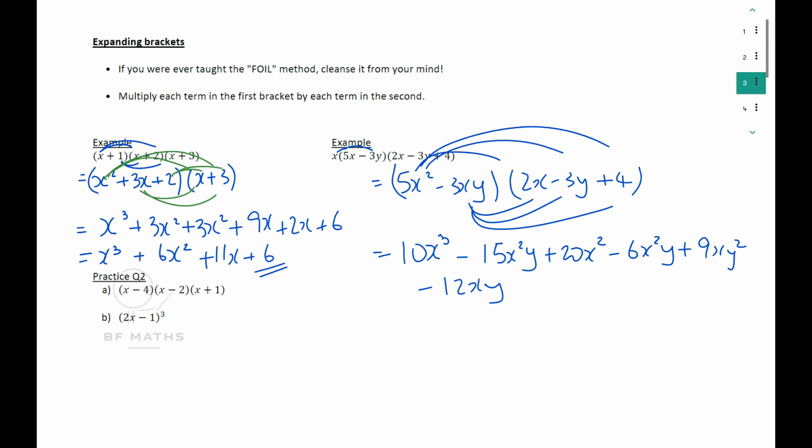Look carefully, see if I can collect any like terms. Yes, I can. This and this are like terms. So 10x cubed, minus 15 minus 6, minus 21x squared y, plus 20x squared, plus 9xy squared, minus 12xy.